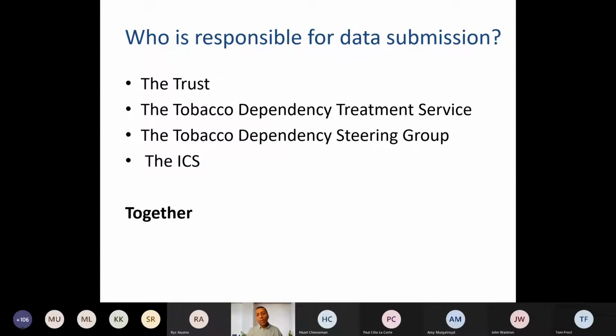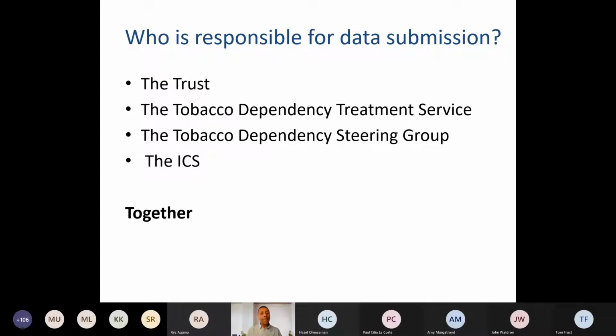But largely the people at the trust and the IM&T department won't know anything about tobacco dependency, and they'll need to understand it. And so they're going to need to work with your tobacco dependency service in your hospital. So that's really important. And then you probably should have a tobacco dependency steering group, either at an ICS level or at a provider level.